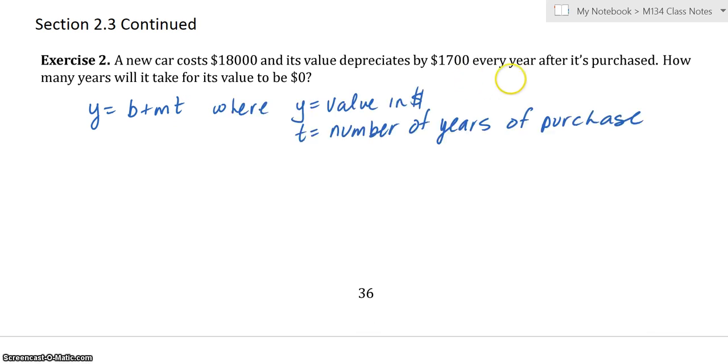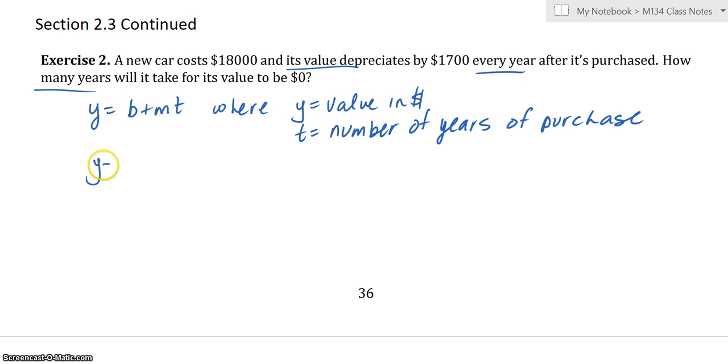Where y, we want to find a formula for the value since it initially cost $18,000. So its value is what I'm going to let y be, and I'm going to let t be the number of years, because this is every year and we're asking how many years. So let's go ahead and find that formula.